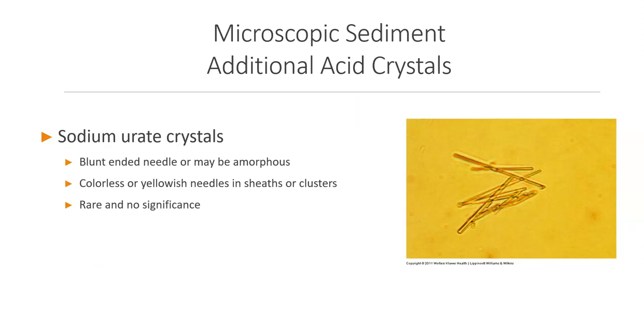Sodium urate crystals are an uncommon form of urine crystals and do not have any clinical significance and are rarely seen. If they are present in the urine, they may appear as colorless or yellowish needles in sheaths or clusters.